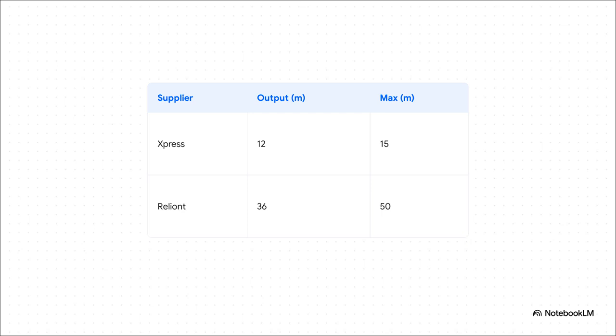Let's put this into practice with a real-world scenario. Take the fast fashion giant, Shein. Suppose they're hunting for a new clothing supplier in 2026 to handle a massive 2.4 million unit order. They're comparing two different factories, Express and Reliant. Let's look at the numbers. Express is currently producing 12 million units out of a maximum possible 15 million. Reliant, on the other hand, handles 36 million out of a possible 50 million. Fun fact here, Shein actually adds thousands of new styles to its site every single day. Because of that insane volume, picking a supplier with the exact right capacity is literally make or break for them.